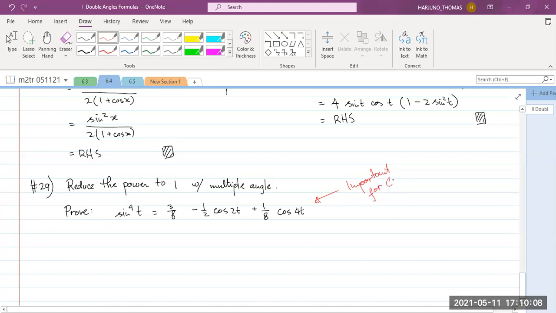Important for Calc 2. Why? In Calc 2, one of the things you need to do is to integrate sine to the 4th t dt. However, this is not doable directly. This has to be changed, you need to reduce the power. So later on you will see this equals 1/8 integral of 3 minus 4 cosine 2t plus cosine 4t dt. Then you can integrate this.